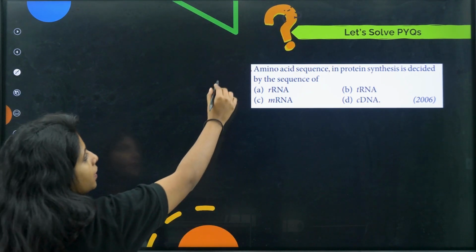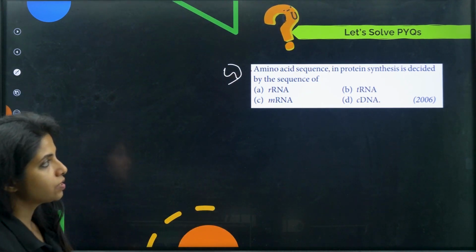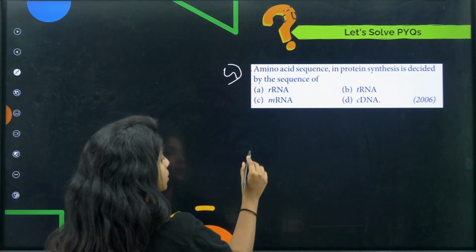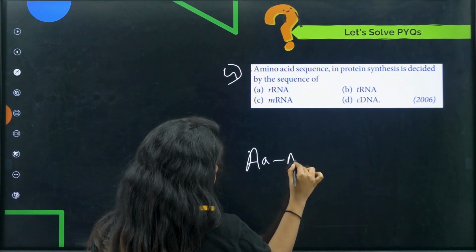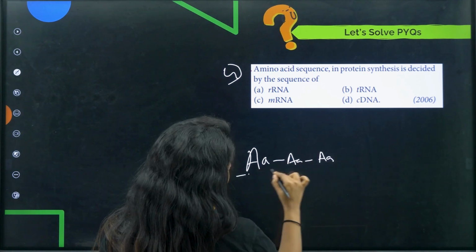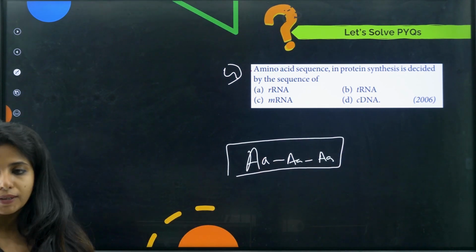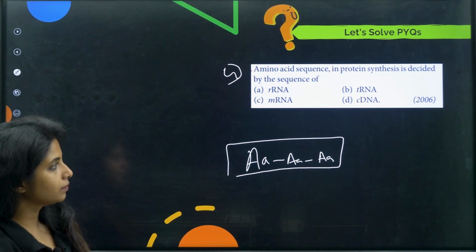Now, fourth: amino acid sequence in protein synthesis is decided by the sequence of what? So the sequence of amino acids, that this amino acid has to be made, then this, then this. Who gives this particular sequence? Who is responsible for this? Do let me know. Okay.